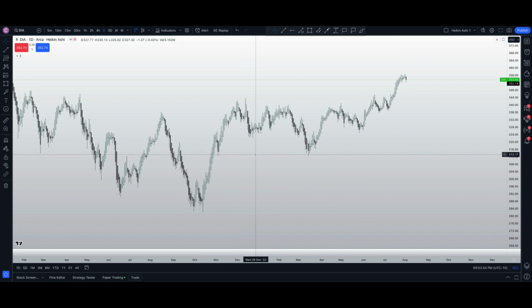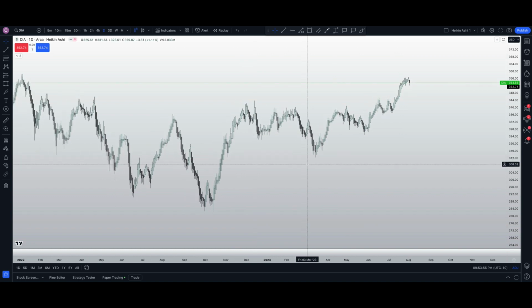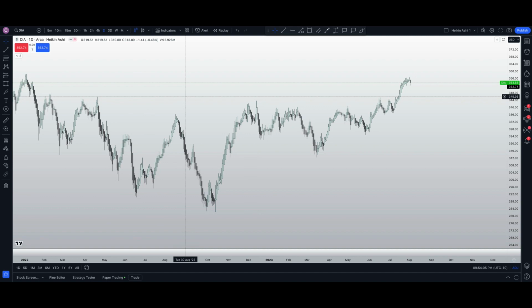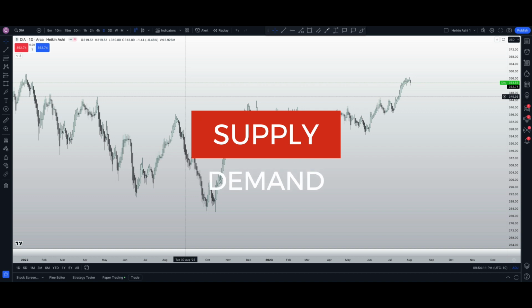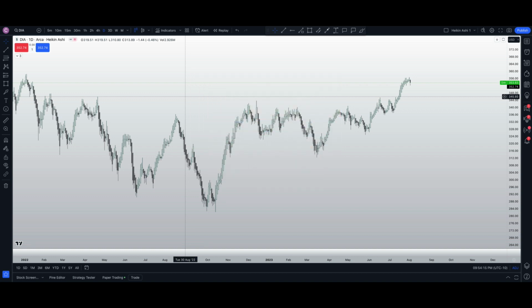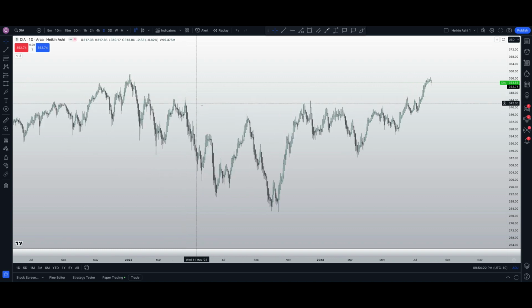What I have up here right now is a chart. These are Heikin Ashi candles, and we are on the DIA, the Dow Jones ETF. One thing that's really important that all technical analysts use when they're trading in the stock market is supply and demand zones. You want to be able to look at a chart and mark it up with where the supply and the demand is. These are key zones where price is usually going to react and possibly change direction.